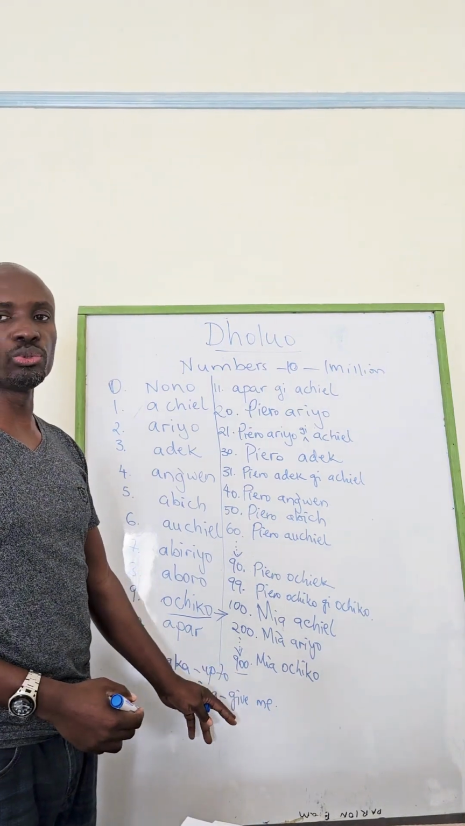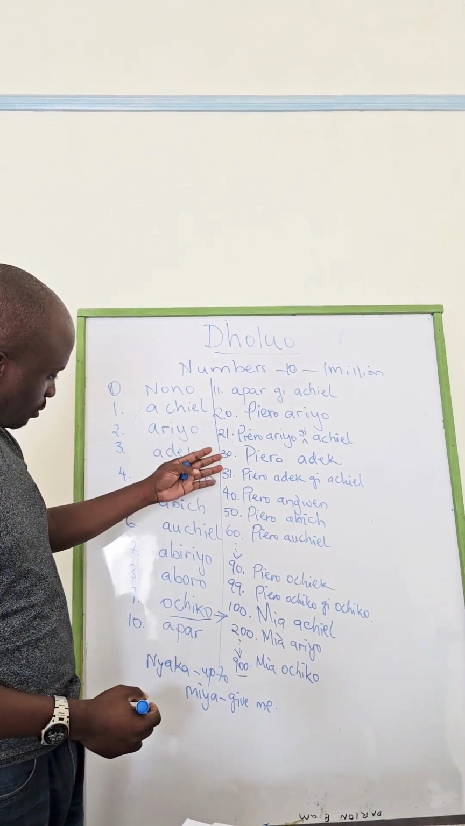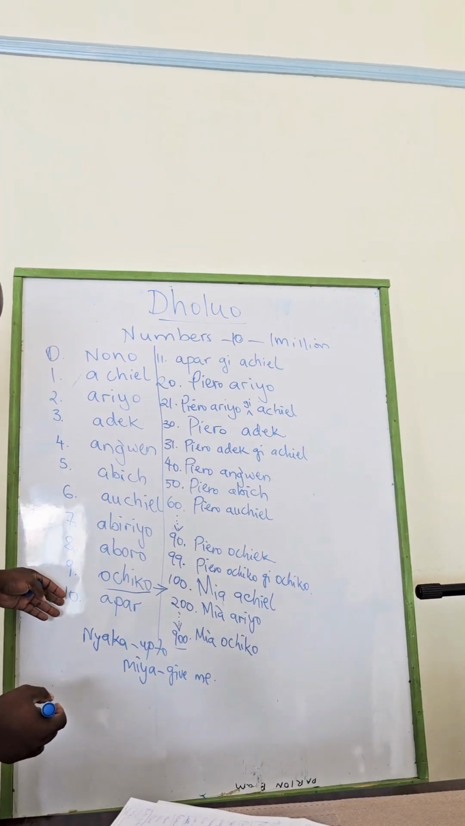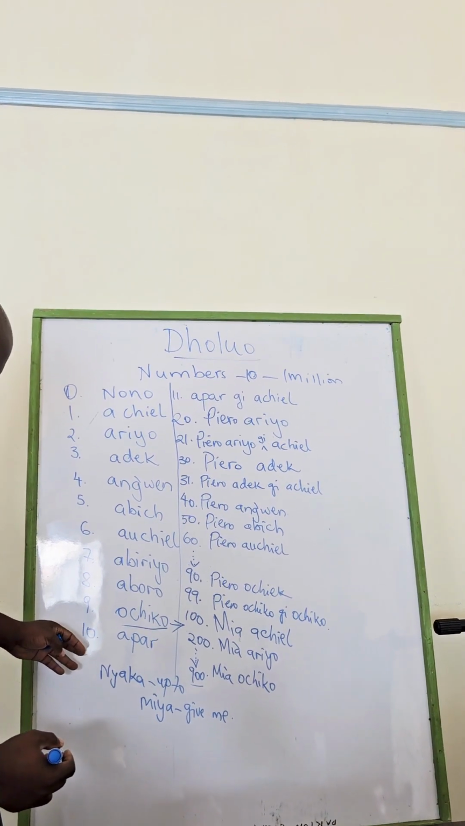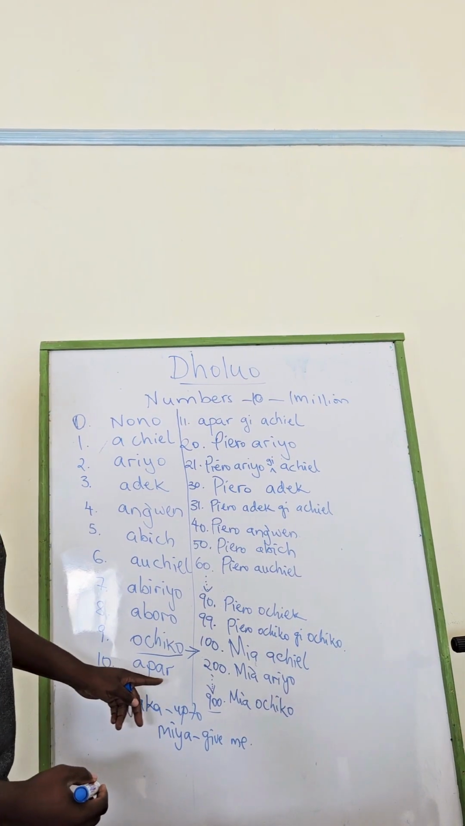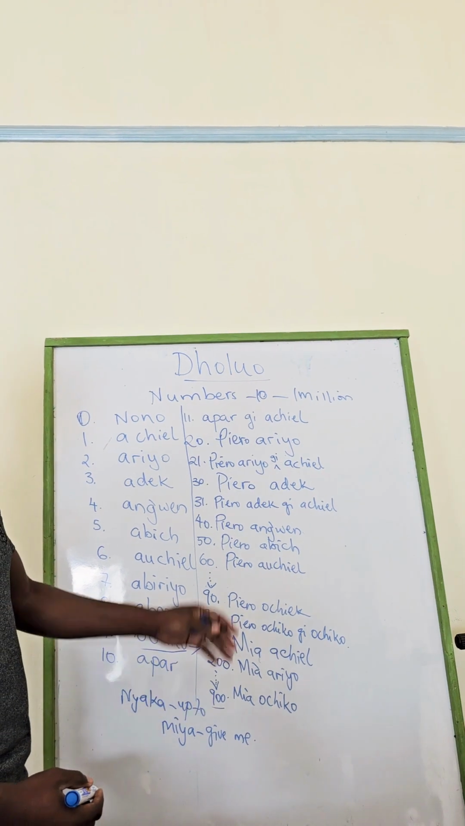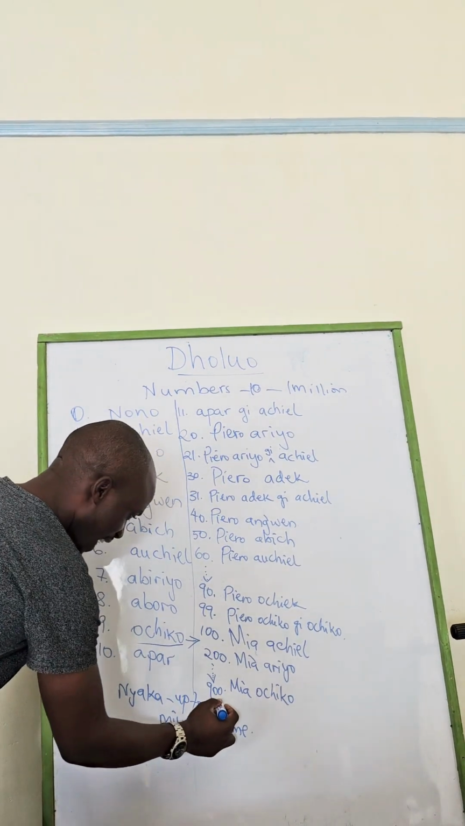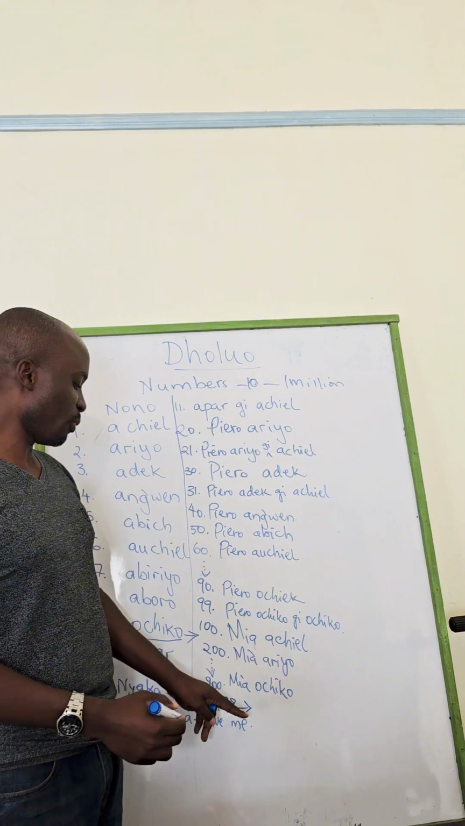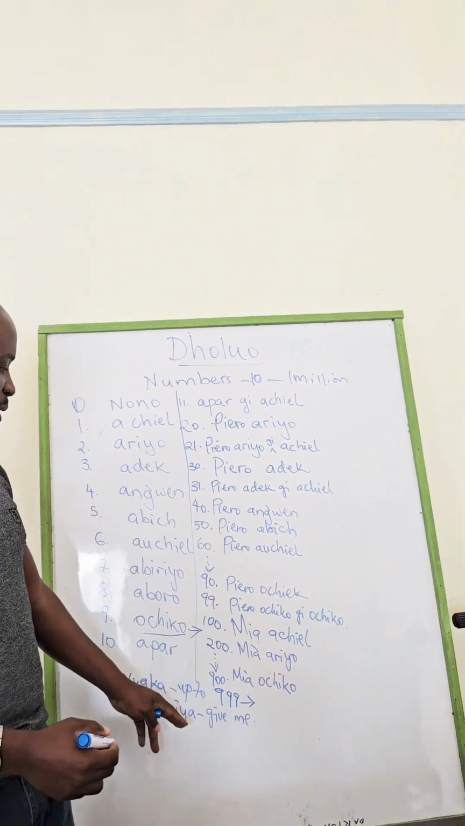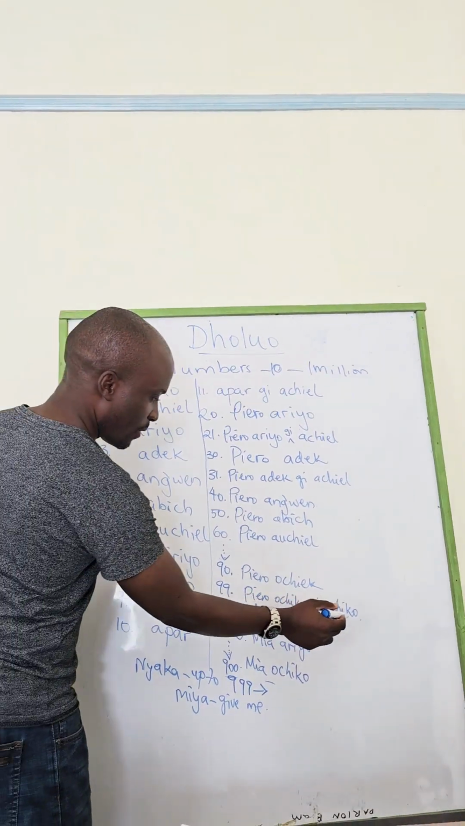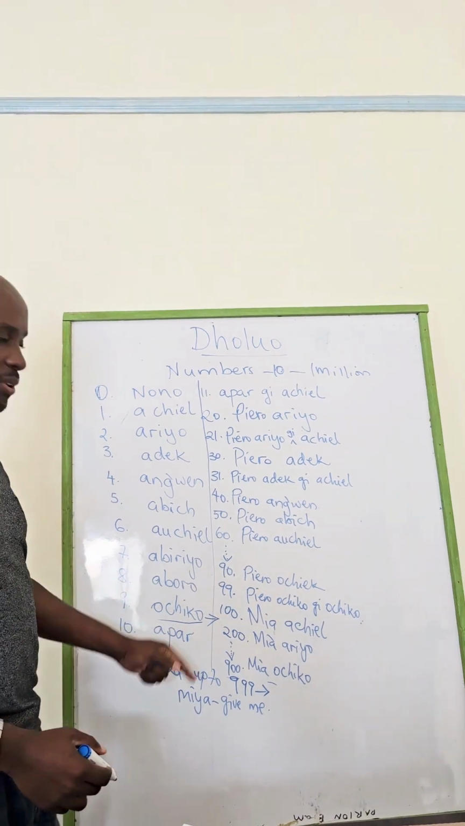This again goes up to 900, because you already know up to what? You can say 901, 910. What is 910? Mia ochiko gi apar. It goes all the way up to 999. What is 999? Mia ochiko gi piero ochiko gi ochiko. Because mia ochiko is here 900, 99 is piero ochiko gochiko.